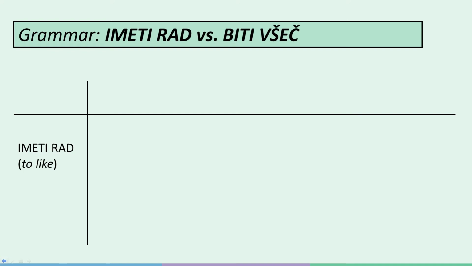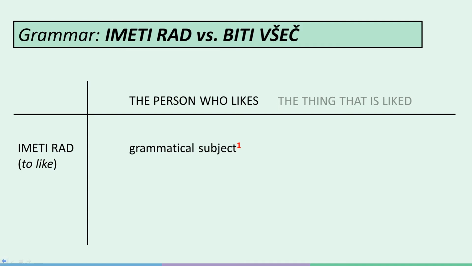With imeti rad, the person who likes something is the grammatical subject, and so in the first case or the nominative, which is what you'd expect. Whereas the thing that one likes is the grammatical object, a direct object in the fourth case or the accusative, which again is what you'd expect.